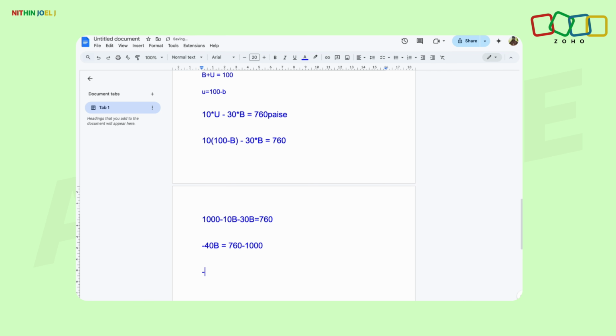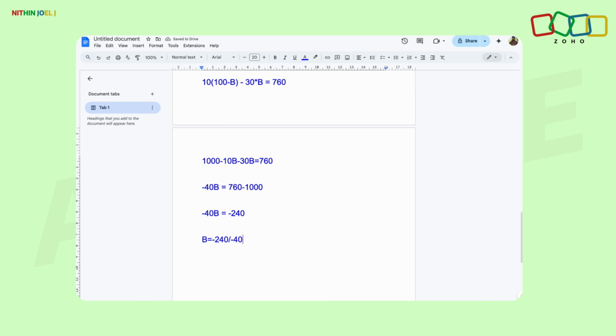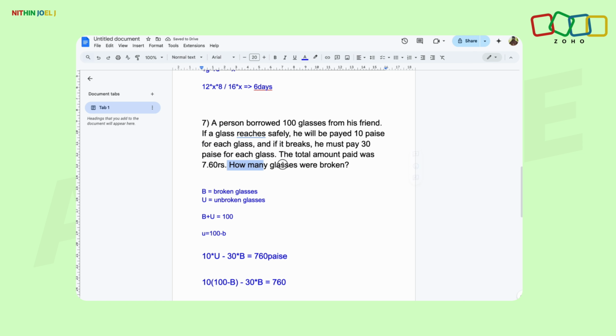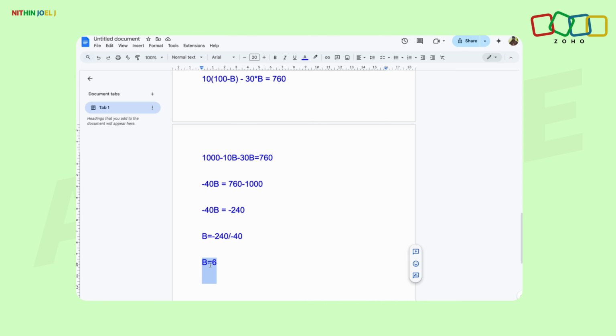So now minus 40B is equal to minus 240, and B is equal to minus 240 divided by minus 40. So now B's value is 6. So how many glasses were broken? So there were 6 glasses broken.